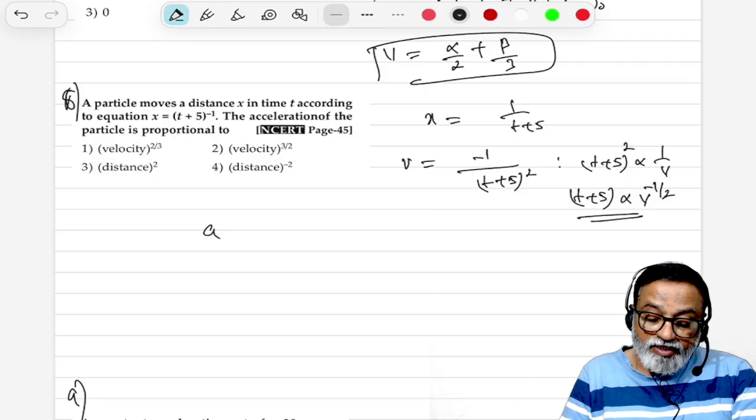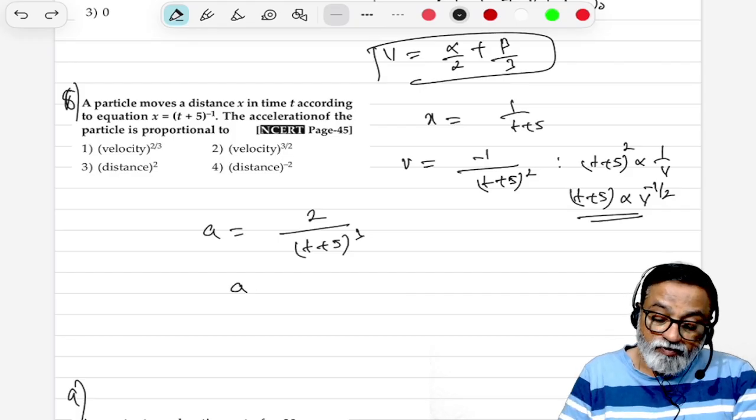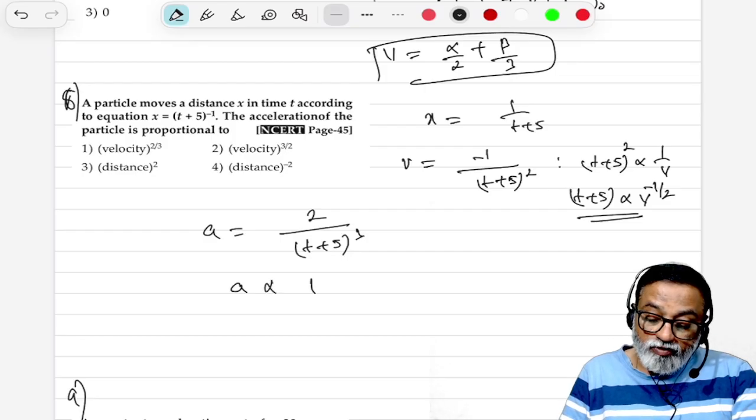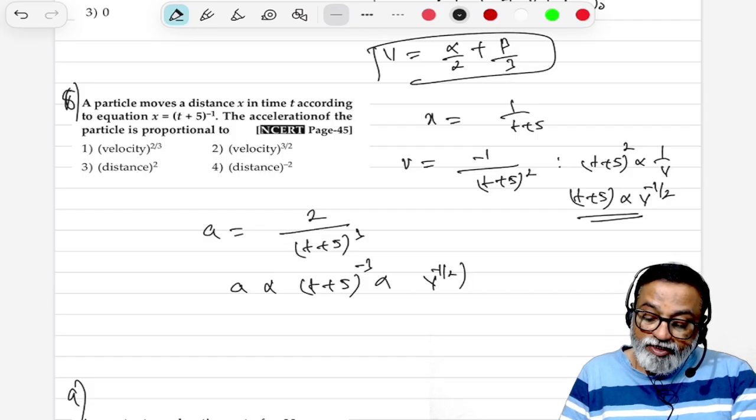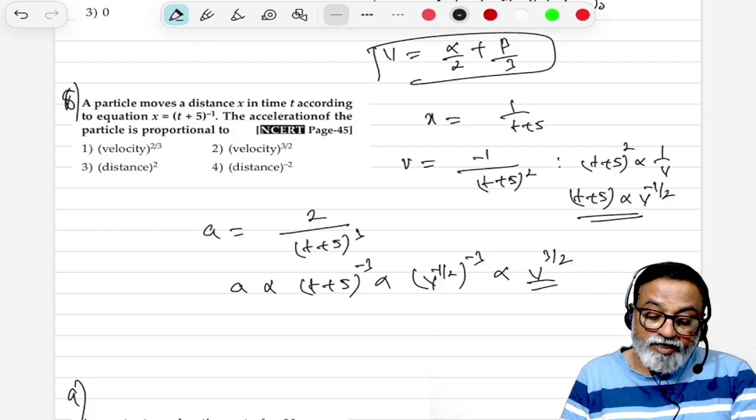Next, acceleration a is equal to, this becomes 2 by (t plus 5) whole cube. Therefore, a is proportional to (t plus 5) whole to the power of minus 3. But t plus 5 is proportional to v to the power of minus 1 by 2. So v to the power of minus 1 by 2, whole to the power of minus 3, is proportional to v to the power of 3 by 2. Therefore, acceleration is proportional to velocity whole to the power of 3 by 2.